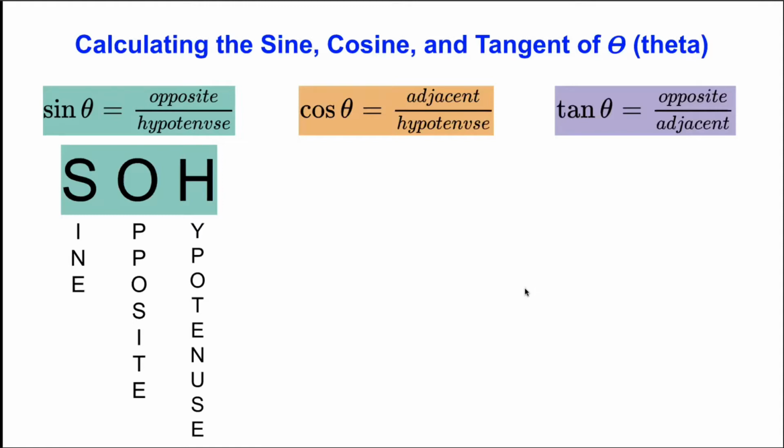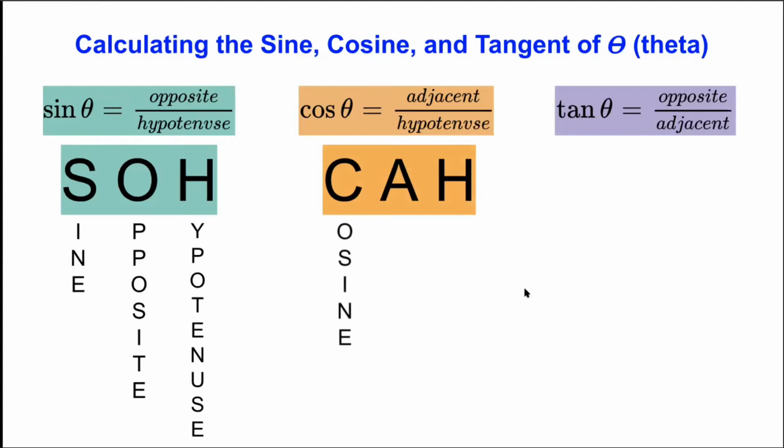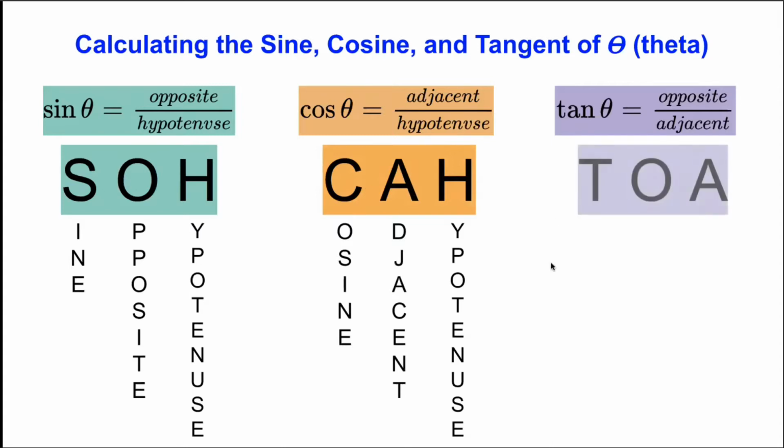We're going to do the same for cosine. This time we're going to use the little phrase "ka." C represents cosine, A represents adjacent, and H represents hypotenuse. So we have "so," "ka." All right, let's go on to the last one. We're not going to say T-O-A, we're going to say it as "toa."